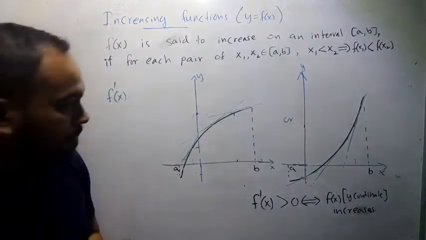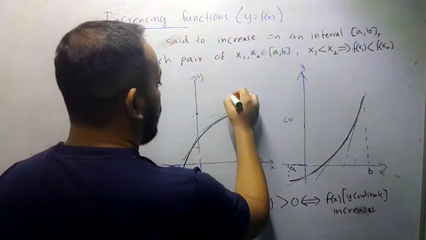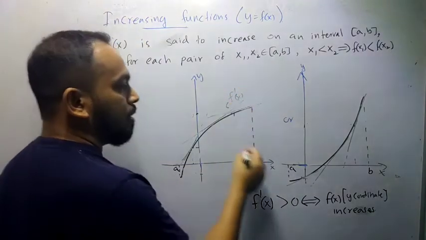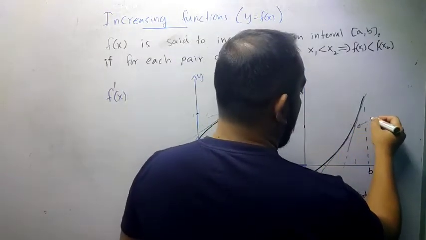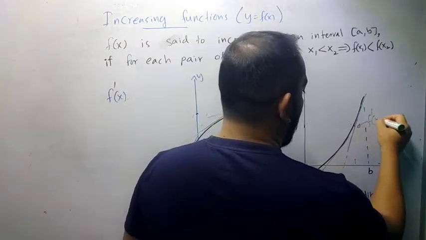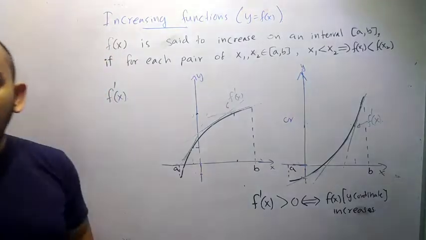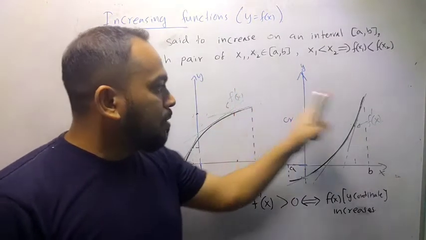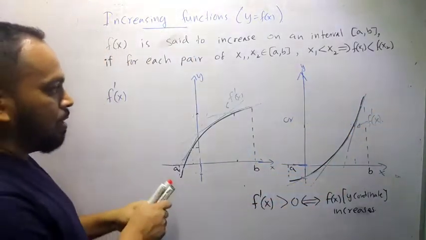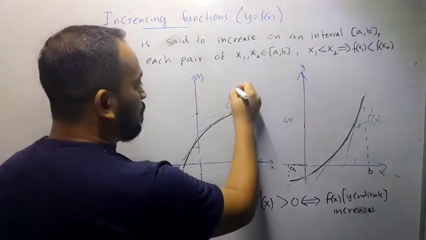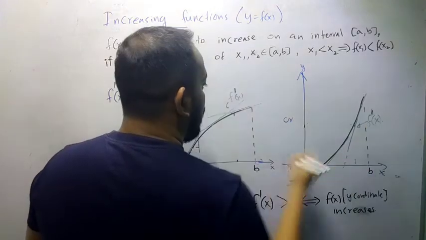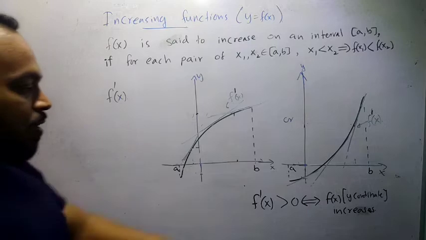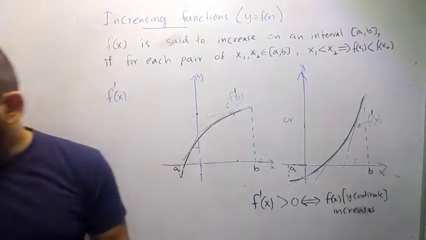Now the gradient would be f dash of x. The gradient of the tangent line would be f dash of x, not f of x, f dash of x. So you can see the prime here. So let me use another color, prime, okay. So clearly mention this.